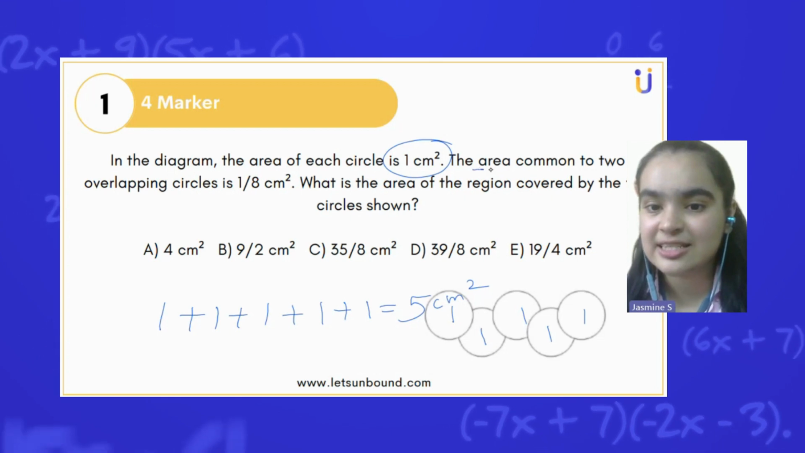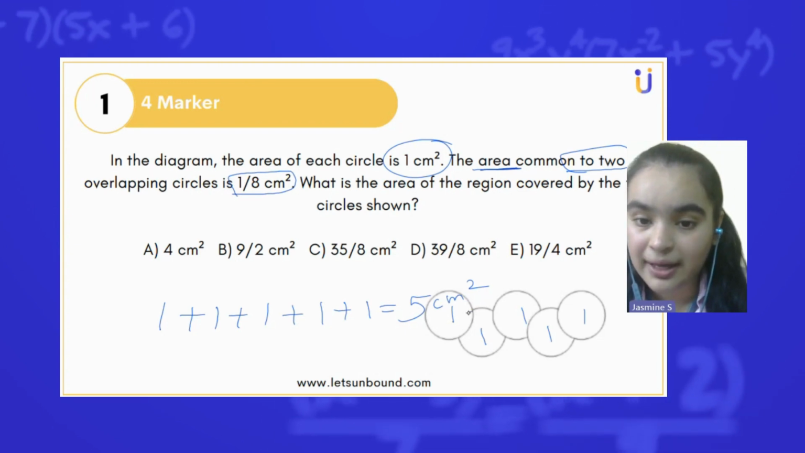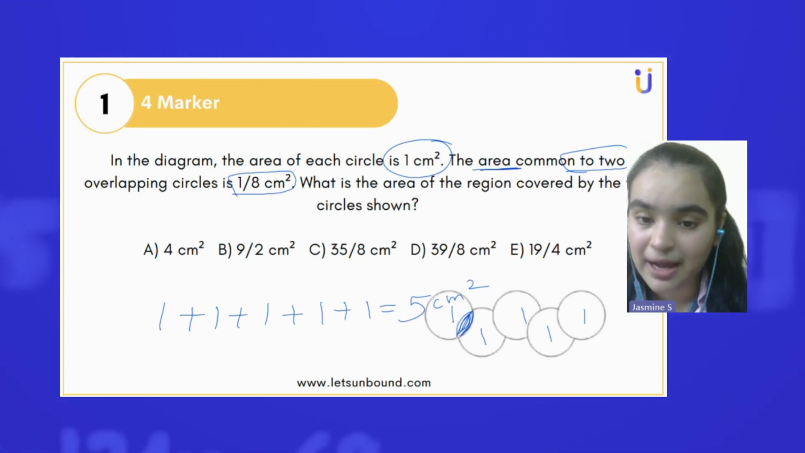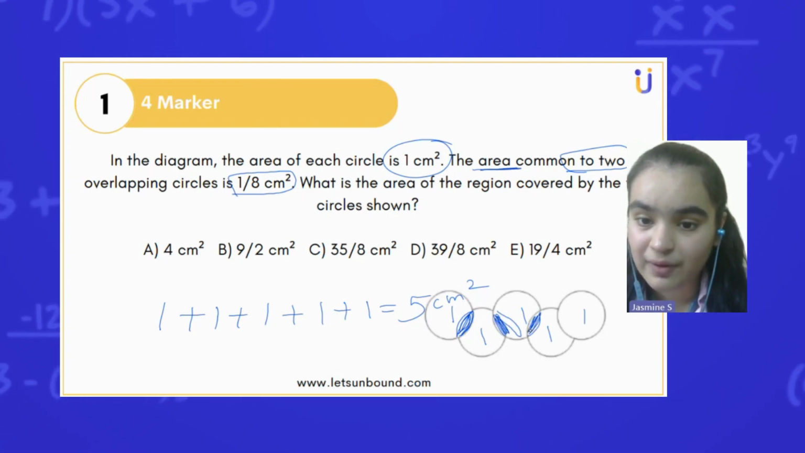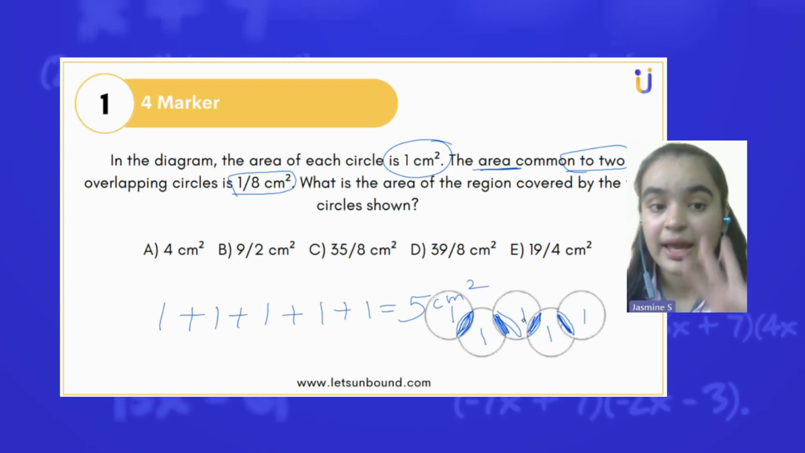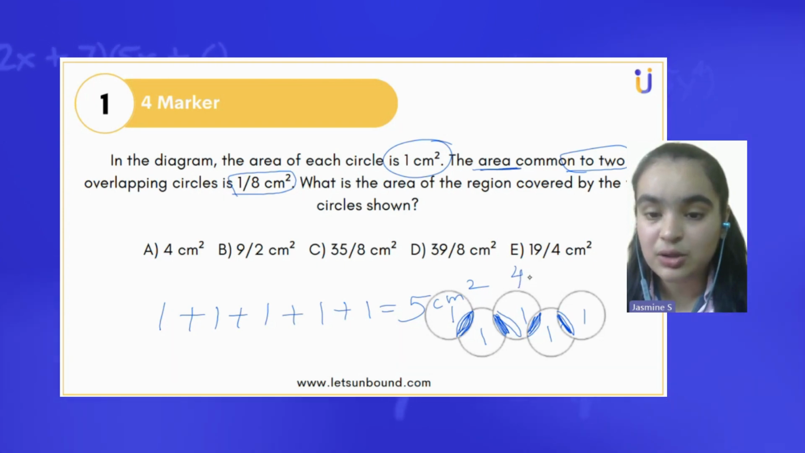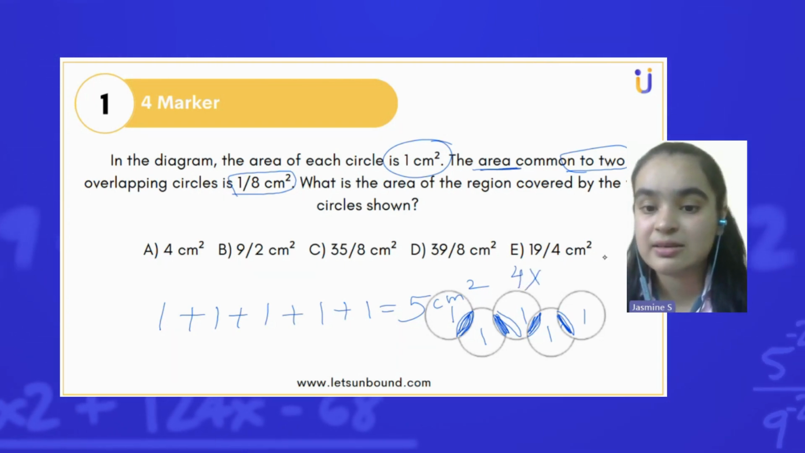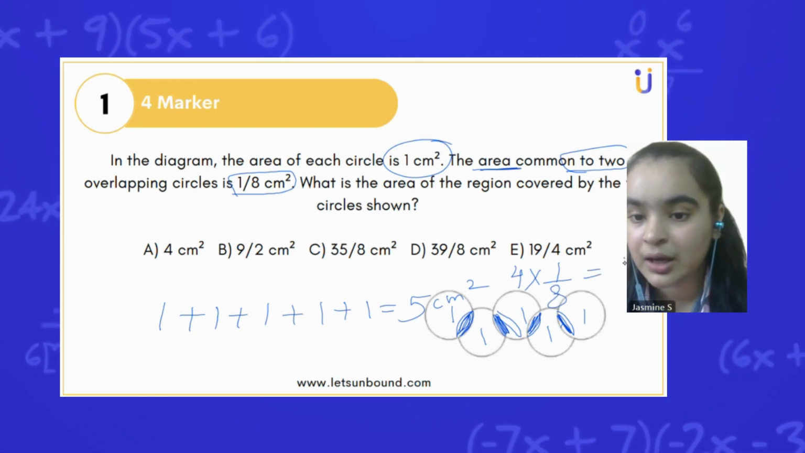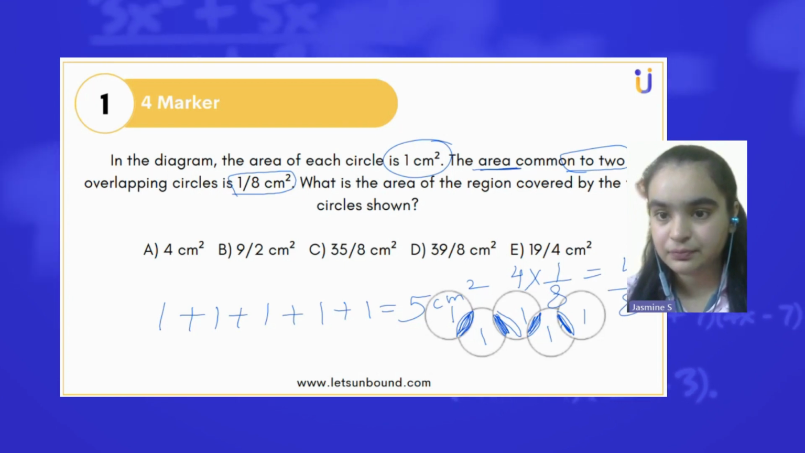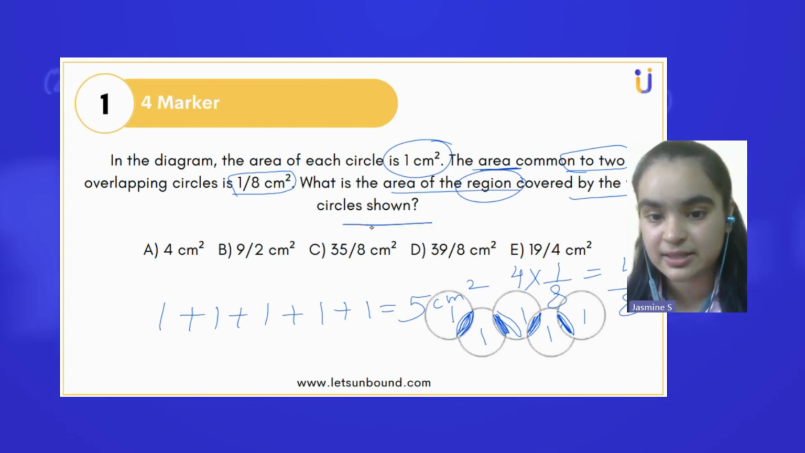But they are saying the area common to two overlapping circles is 1/8. For example, this part is overlapping, this part is overlapping, this part is overlapping, and this part is overlapping. In total, there are 4 parts that are overlapping. Correct? That means the total overlapping area is 4 times 1/8, which is going to be 4/8. Now we have to tell what is the area of the region covered by the 5 circles shown.